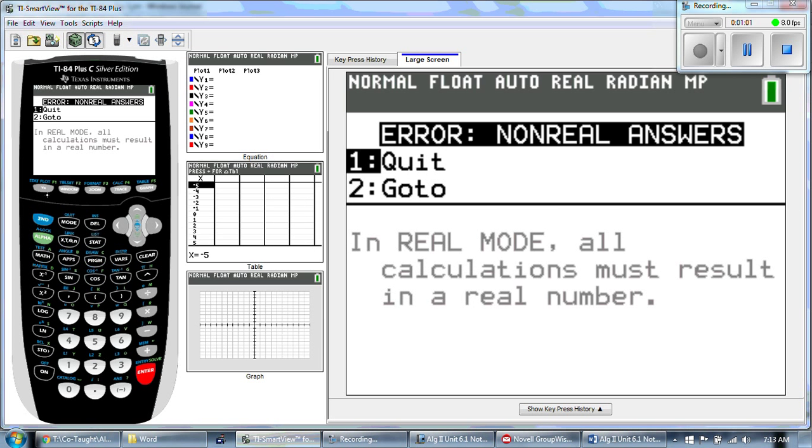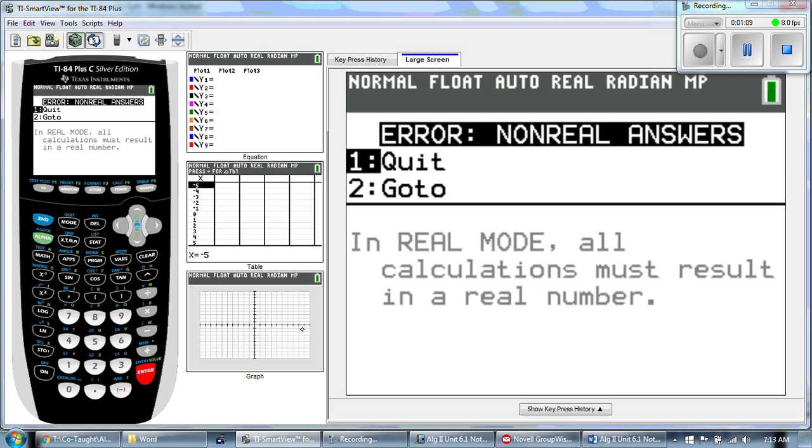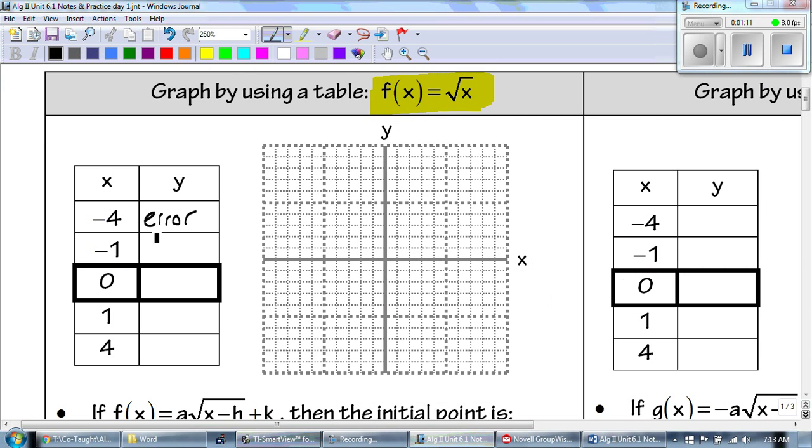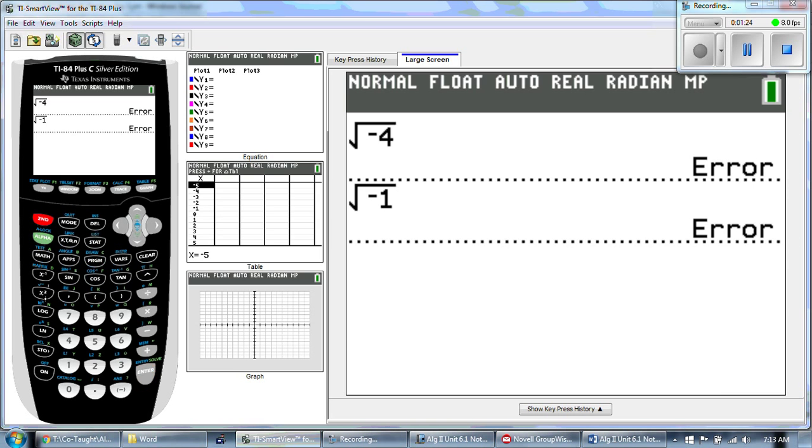Let's try another one, the square root of -1. Error. What keeps going on here? Why can't I take the square root of a negative number? Oh, because it's not a real solution. I wish I would have known that before I did that. Oh, wait, I did.